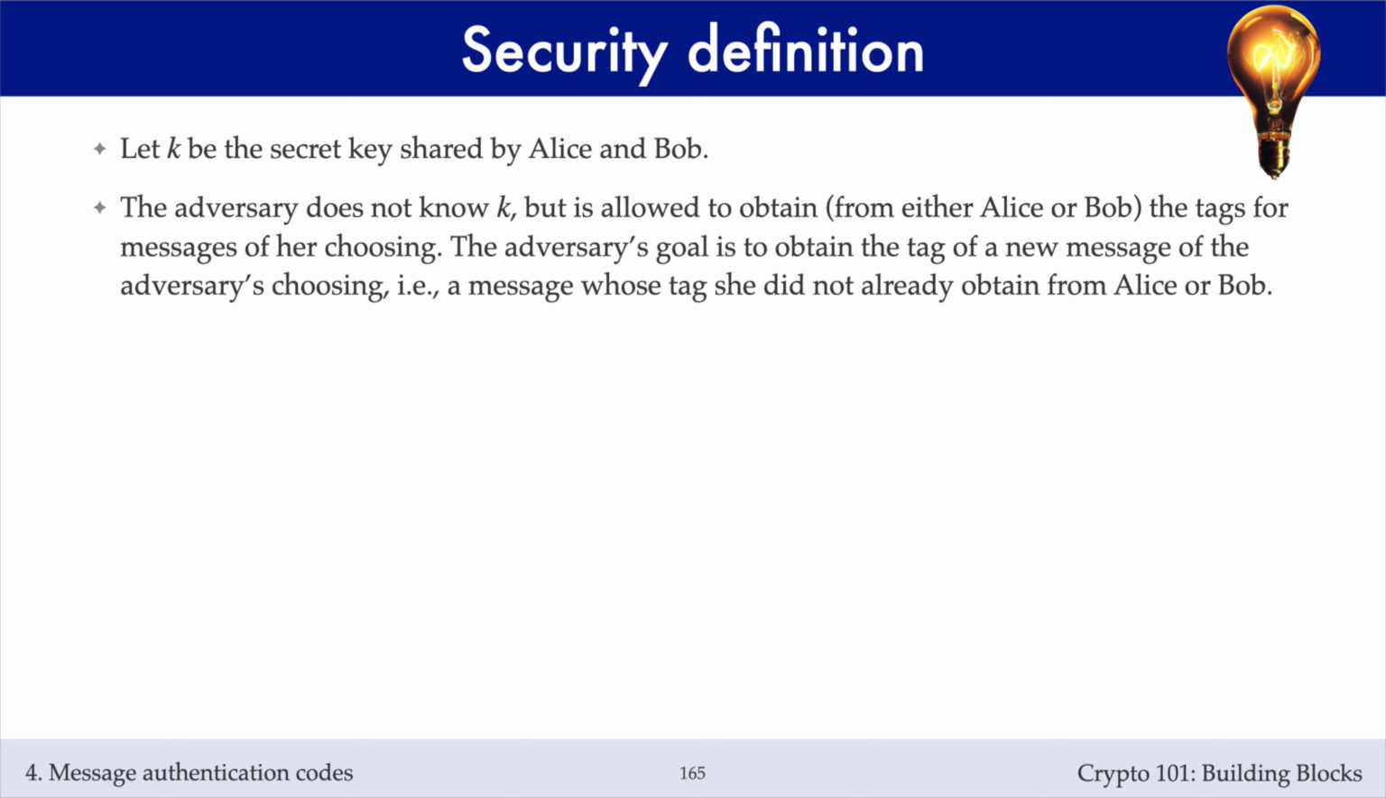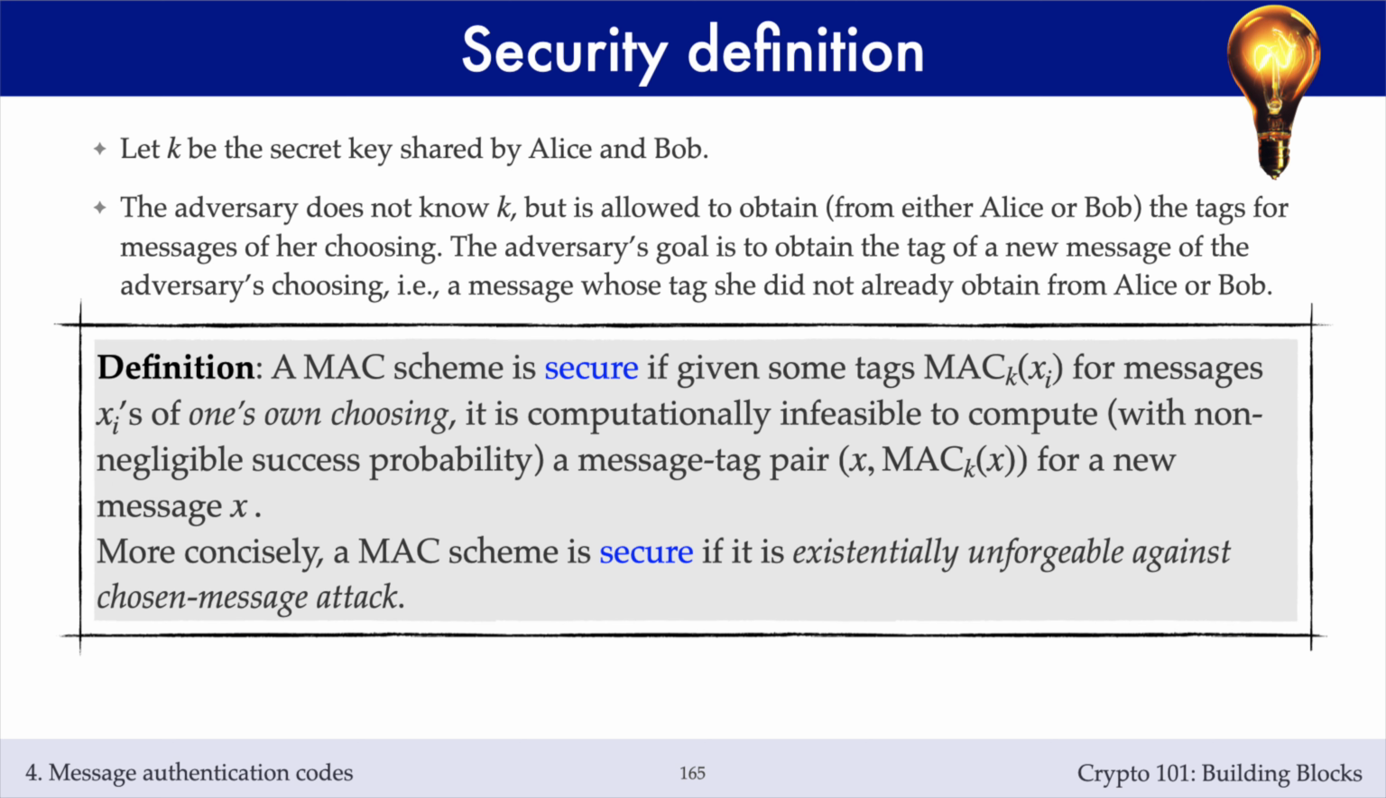The adversary's goal is very weak. Namely, she has to obtain the tag of any new message. In other words, any message whose tag she did not already obtain from Alice or Bob. Note that there's no requirement that this message make any sense in an application. It can be any message whatsoever whose tag the adversary did not already obtain from Alice or Bob. Here then is our security definition.